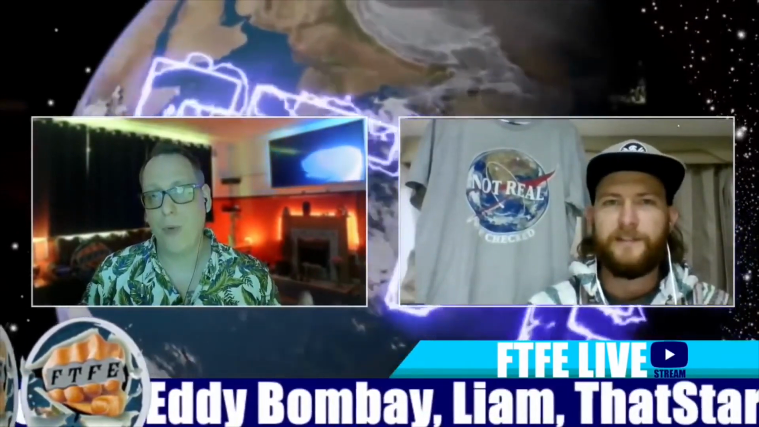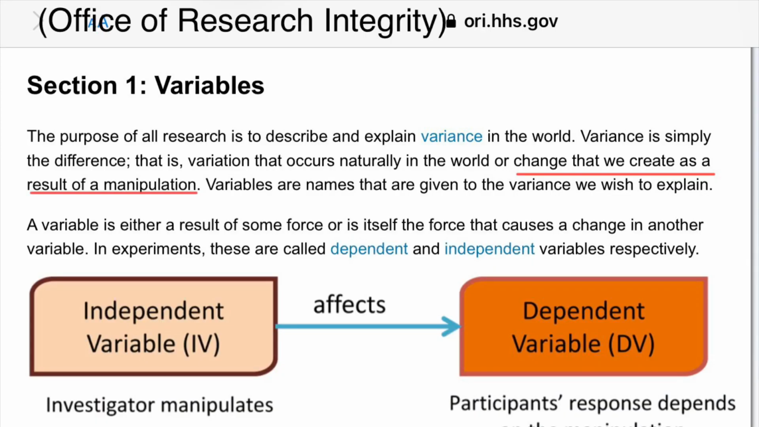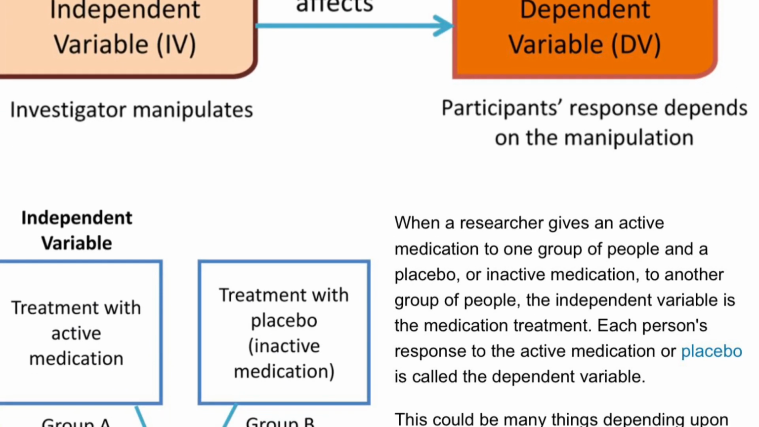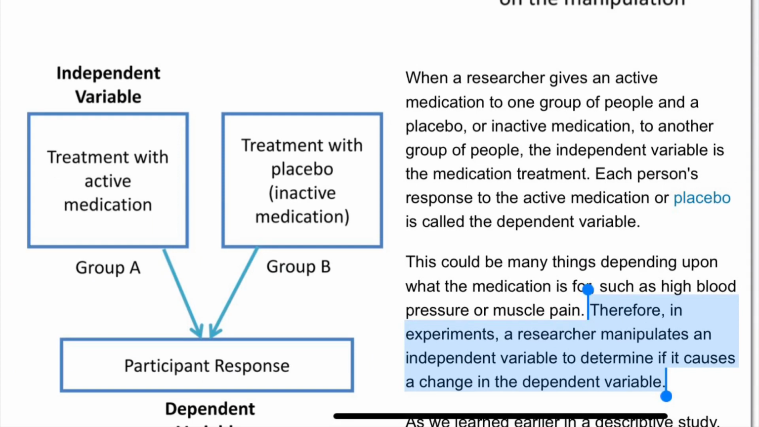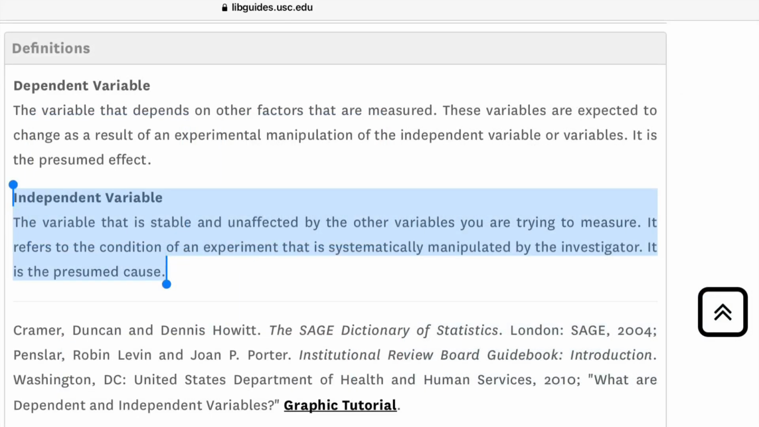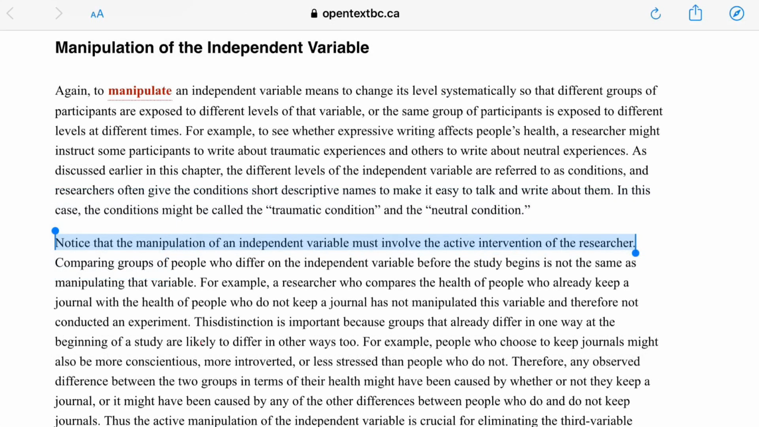Yeah, you really do have to manipulate the independent variable. From the Office of Research Integrity, the change that we create as a result from a manipulation. Also, therefore, in experiments, a researcher manipulates an independent variable to determine if it causes a change in the dependent variable. From LibGuides, the independent variable refers to the condition of an experiment that is systematically manipulated by the investigator. It is the presumed cause. And from Boston College, notice that the manipulation of an independent variable must involve the active intervention of the researcher.